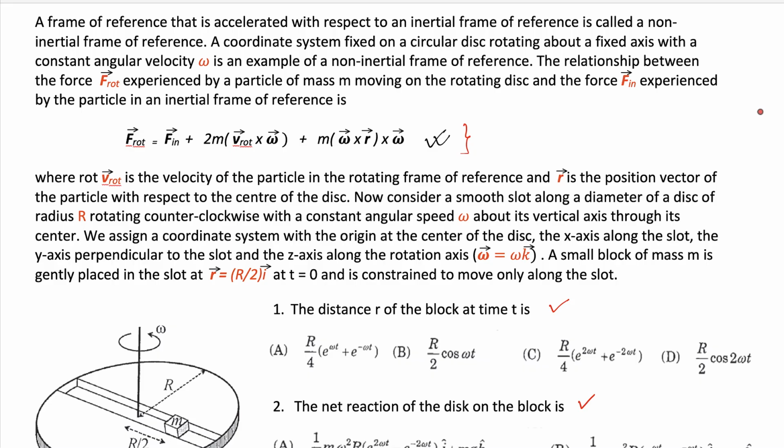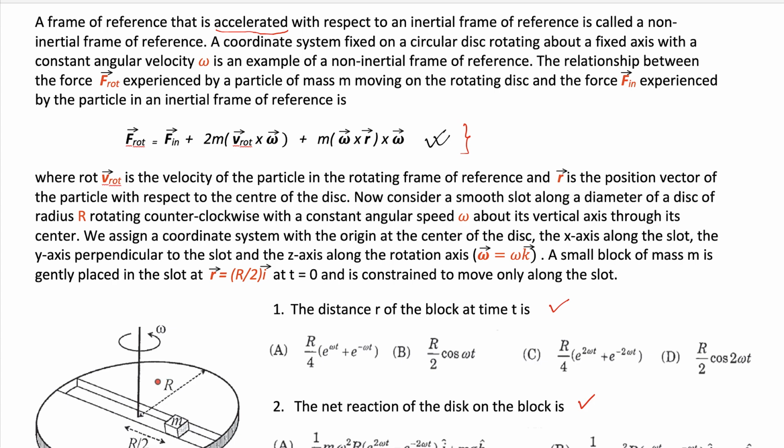First point is the frame of reference that is accelerated. So this is talking about an accelerated frame of reference. Typically we talk about two frames of reference. One is the lab frame of reference, where we watch something happening when we are sitting in the lab. And there is an accelerated frame of reference, which means that we are actually on that object which is accelerating. The frame itself is accelerating. Now here, the accelerated frame of reference is nothing but this disk which is rotating.